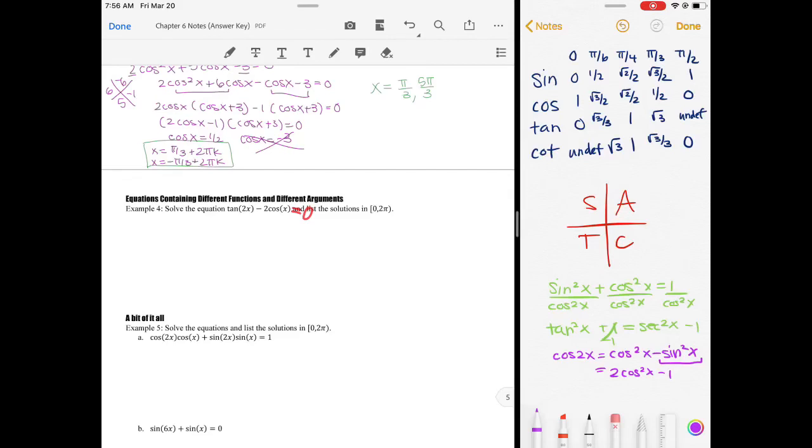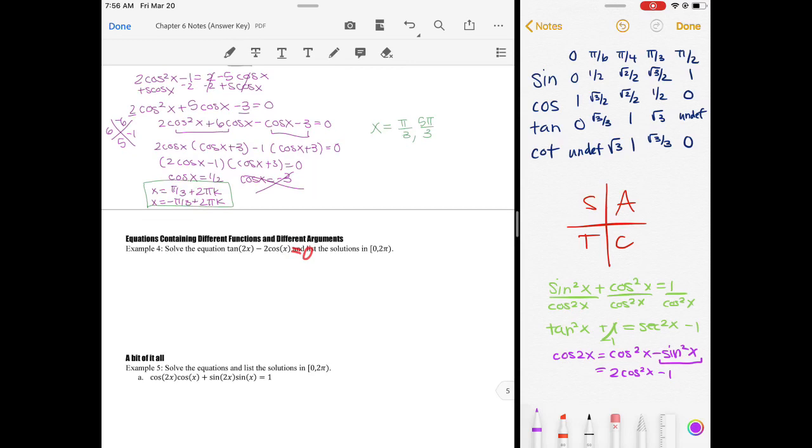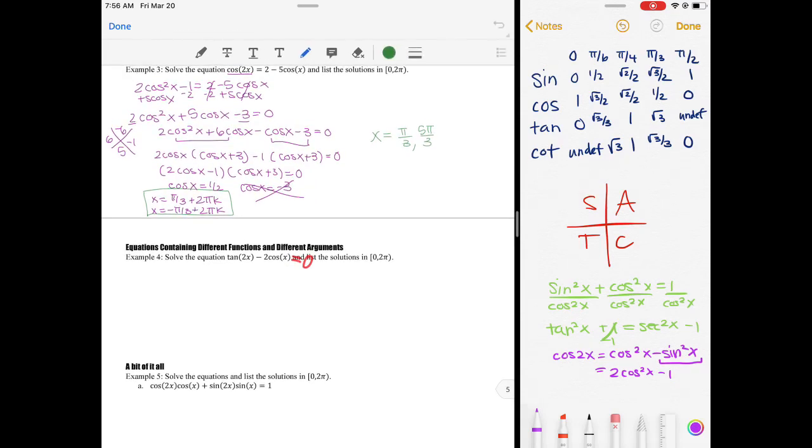Last one, I made a little mistake. I forgot to set it equal to 0, so start with that. And then let's go ahead and think about solving it. So, on this one, I would use what you know. Let's rewrite tangent in terms of cosine.